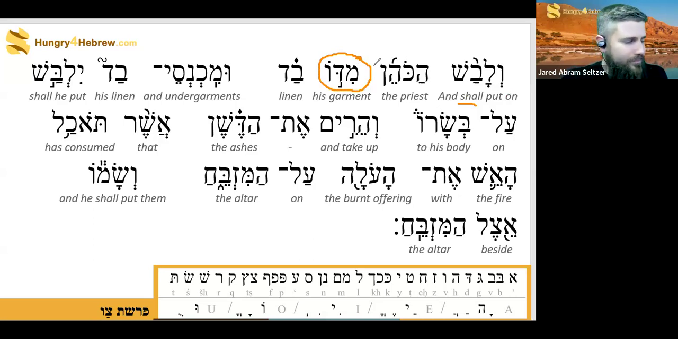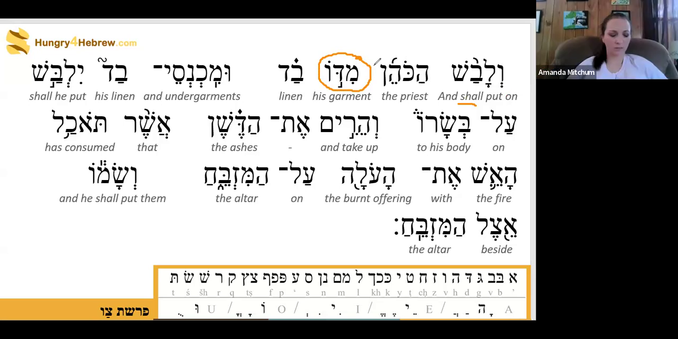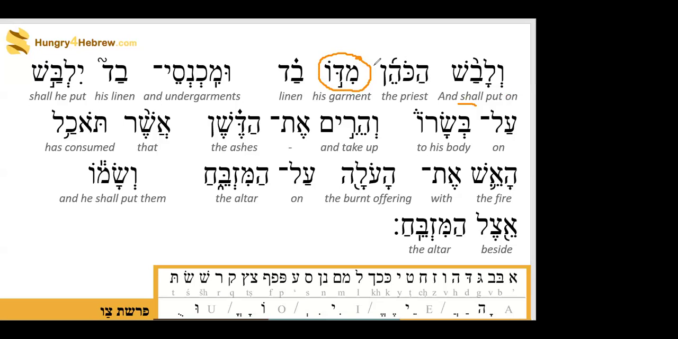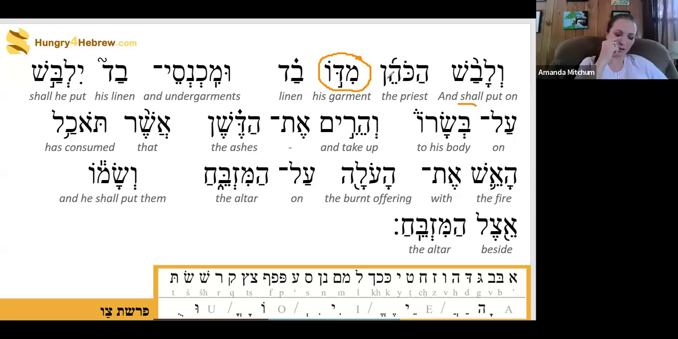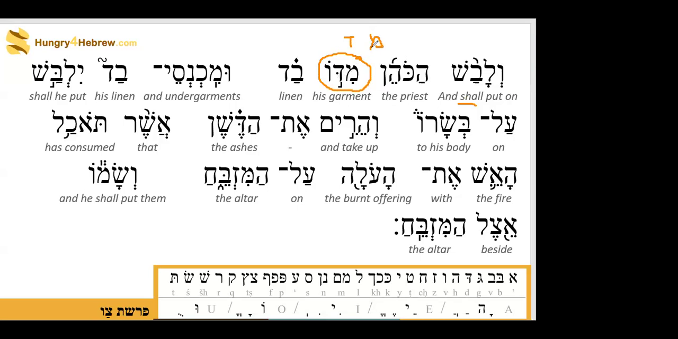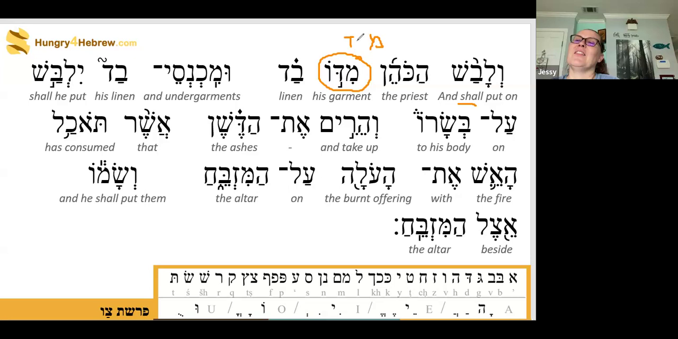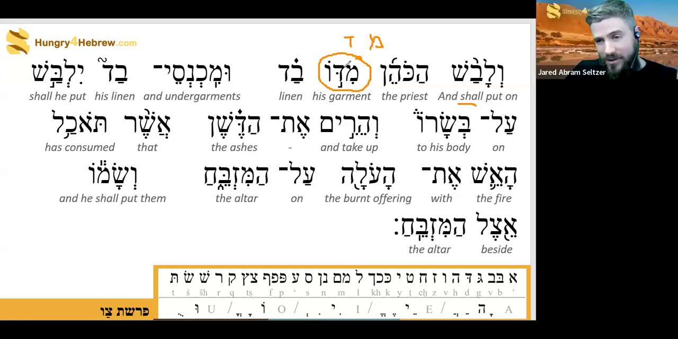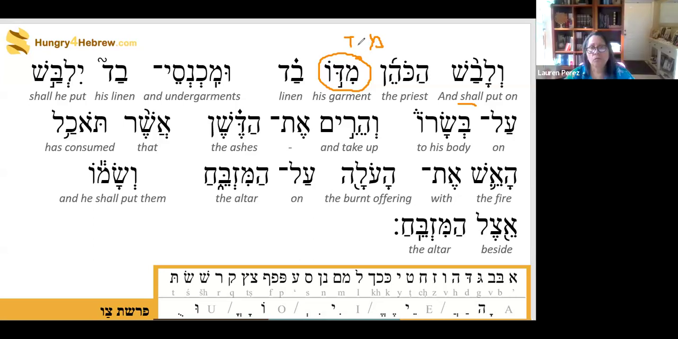What's the root of mido? You had to guess. Mem, ayin, dalet. Other garments, okay. Don't remember. We have a doubling dagesh. So either. Oh, dalet, dalet. Mem dalet, dalet. Right. So this tells us that some letter is doubled, that dalet is doubled for some reason, either because the dalet is being doubled or because there's a missing noon. It could be, yeah, I guess it could be either one.